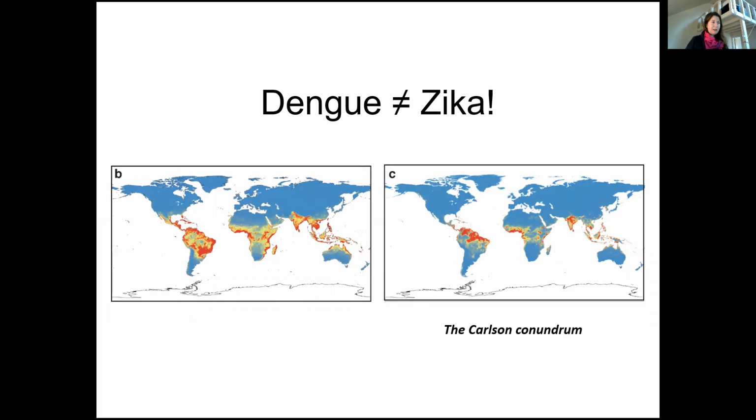One person put the same human case data for dengue and for Zika into the same model and ran the two models and discovered that they don't look the same on the landscape. And so that gave us our first hint that maybe dengue and Zika were not the same. So let's pin that thought.